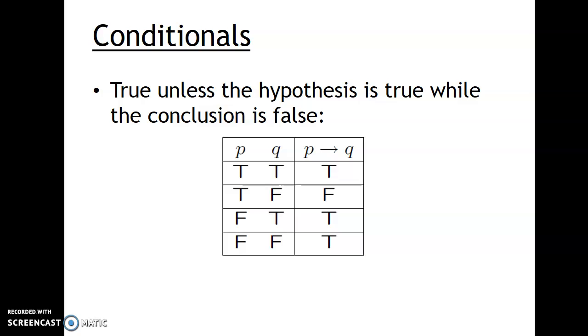So I find it is probably easiest for students to get their heads around this if you work from a particular example. So I'm going to give you a sample conditional statement in English, and then we'll talk through why it ends up looking this way. So consider this conditional. If you give me $5, I'll buy you a sandwich.